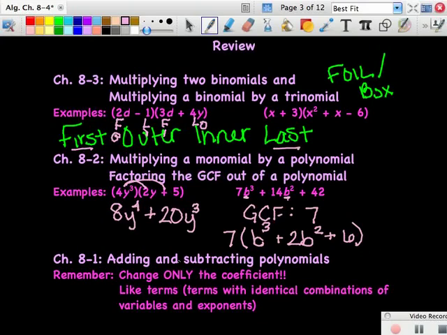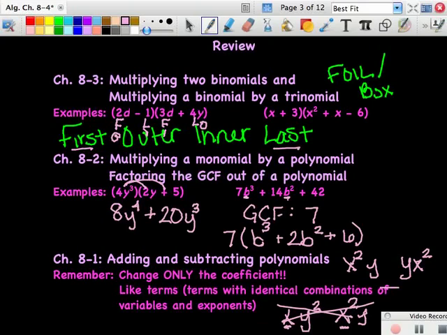There we go. Adding and subtracting the polynomials, change only the coefficient, add only like terms. Remember the same combination of variables and exponents. If you have x squared y, that is the same as yx squared. Okay? However, if I change it up and make this xy squared, that is not the same as x squared. Sorry. Why? Because in the first one, x's exponent is 1, and in the second, x's exponent is 2. And then same with the y. So these are not like terms. These two up here are.